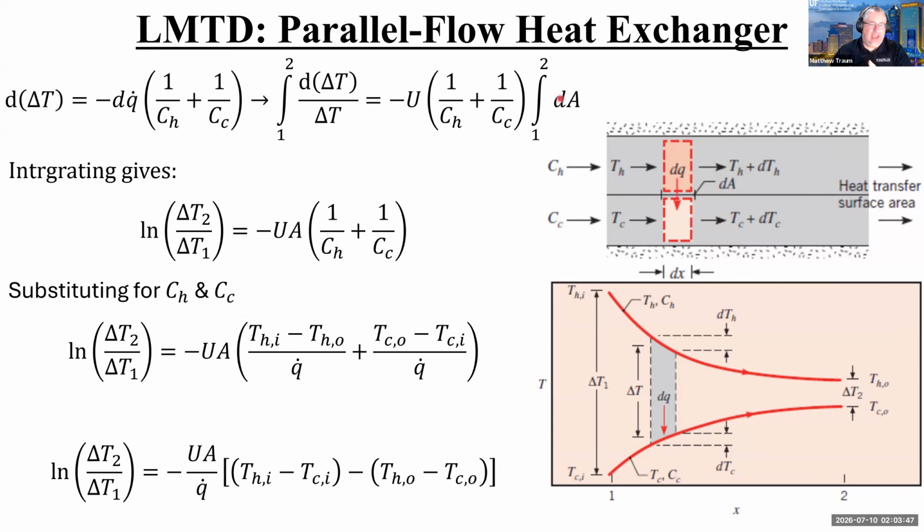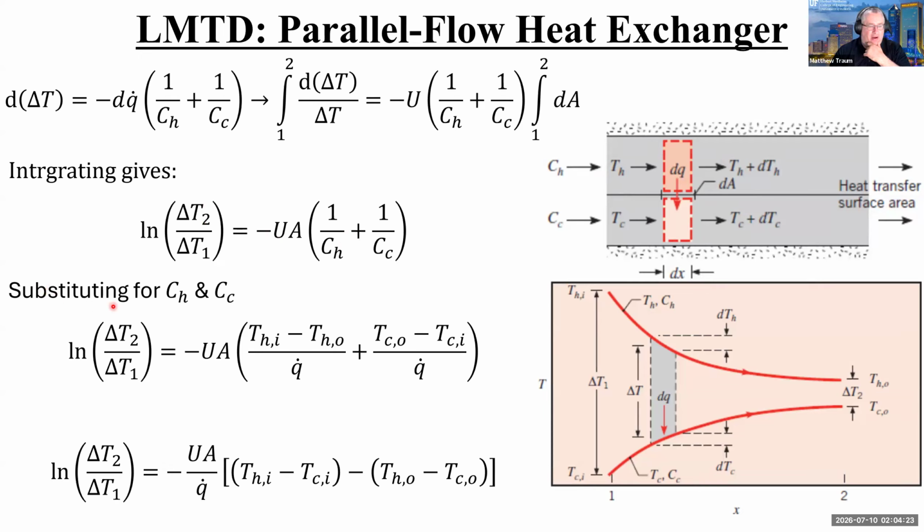So here's that same line again, and here is the actual carried out integral. So the first integral just becomes the natural log of delta T2 over delta T1. And the right-hand side of the equation just becomes minus UA times (1 over CH plus 1 over CC), right? Because this was basically just a constant, and then the integral of dA. And A is just the heat transfer area between the hot stream and the cold stream, right? So nothing spectacular about that.